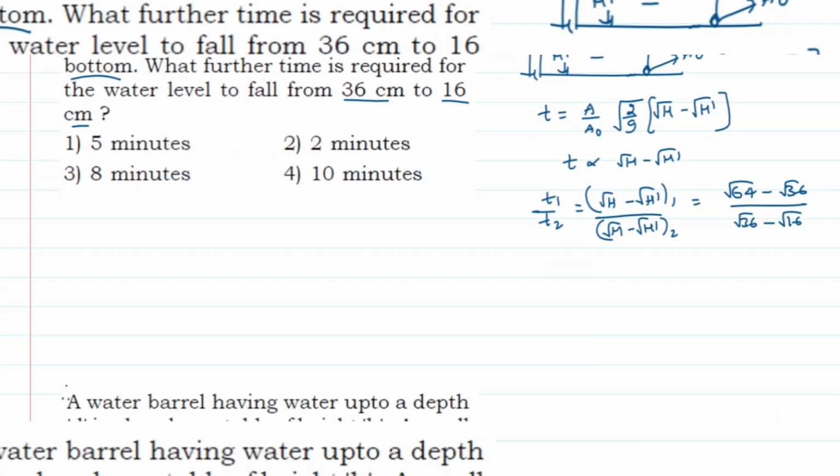T1 is already given as 5 minutes. T2 we need to calculate, which will be equivalent to 8 minus 6, which is 2, by 6 minus 4, which is 2. So 2 gets cancelled. Again the time to decrease from 36 to 16 centimeters, T2, will be 5 minutes. So this will be the correct answer.